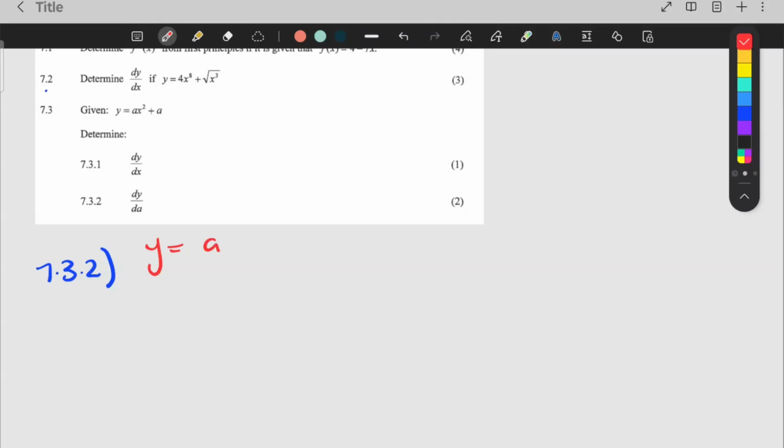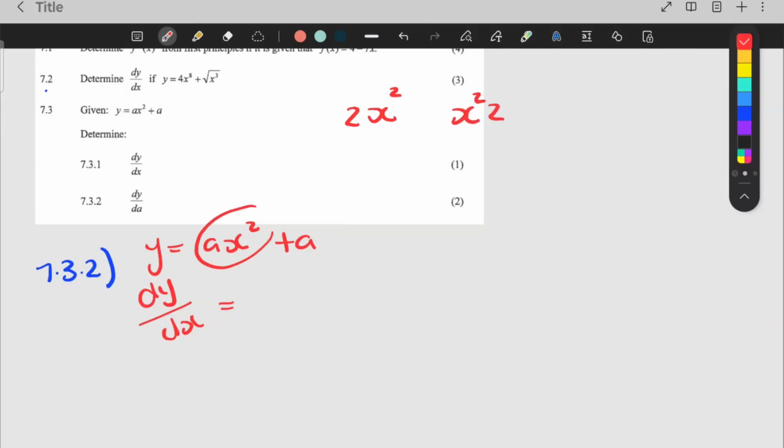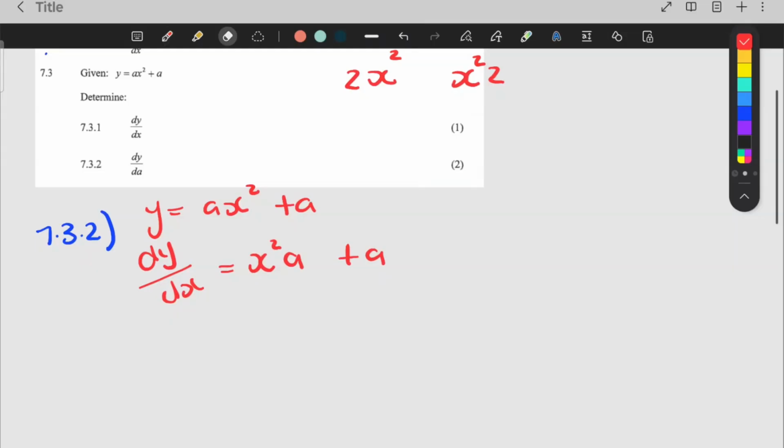So the next question is, let's write this down. So y is equal to ax squared plus a. We are deriving a now. So dy over dA. Because we are deriving a, so if you derive x, normally the question will look like that. The question won't look like that. So if I'm deriving a, can't I rewrite this as this, plus a, just so it makes sense. You don't have to do that.